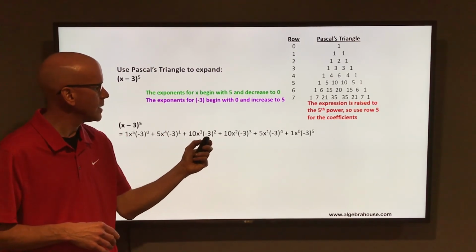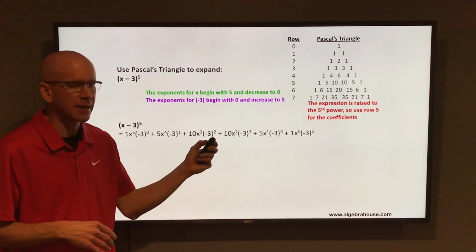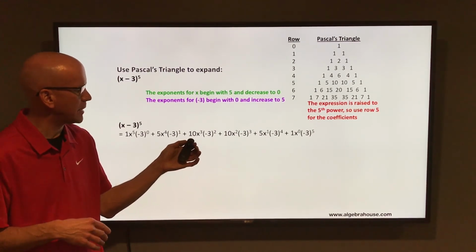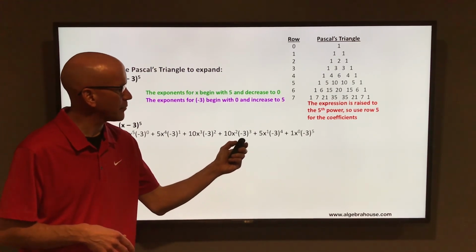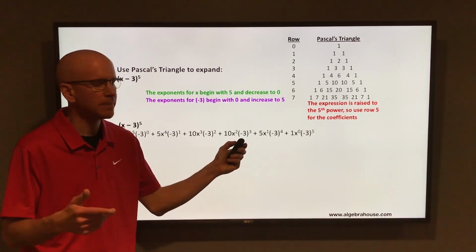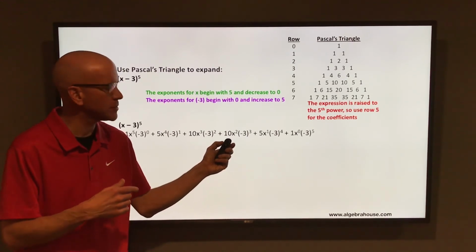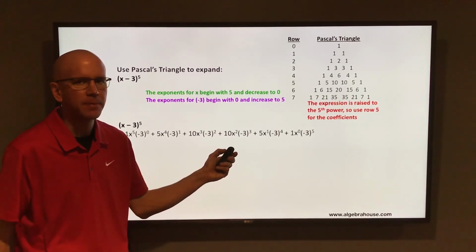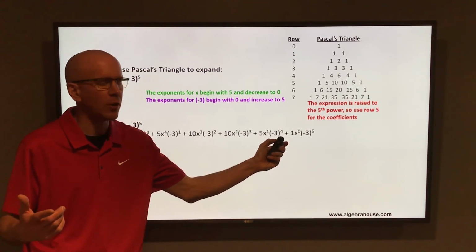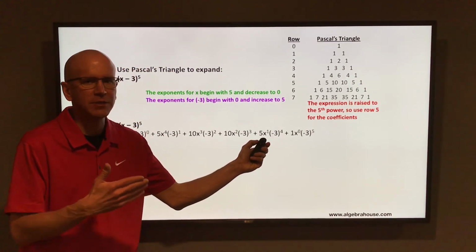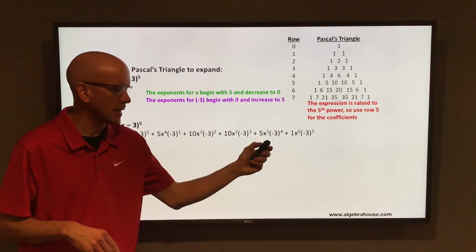Evaluate the exponents. The third term here, negative 3 to the second power would be 9. If you multiply that by 10, that's going to be 90x to the 3rd. For this term, negative 3 to the 3rd would be negative 27. If you multiply that by 10, that's negative 270x squared for that term. And then the next term, negative 3 to the 4th would be positive 81. If you multiply that by 5, that's going to be positive 405 times x.